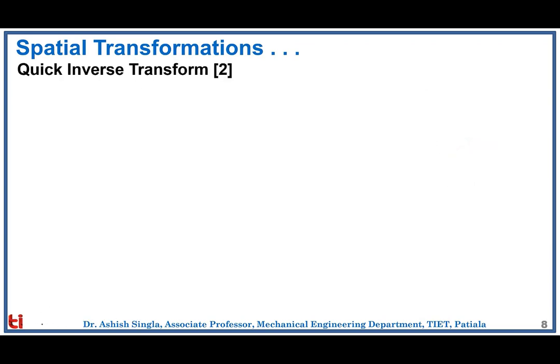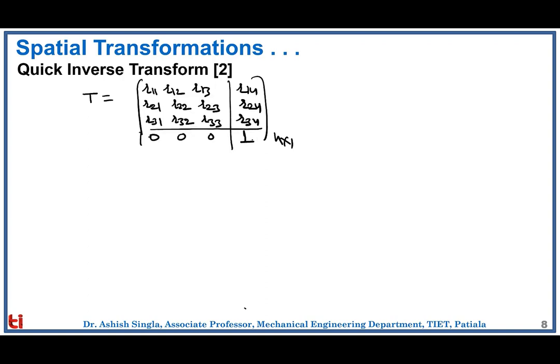Now let's calculate this inverse in an alternate way, which is called a quick inverse transform. Let's assume that the transformation T is given to us, written as a 4 by 4 matrix having these four components. Now we can write this transformation matrix as two decoupled matrices, where the first matrix represents the translational part and the second matrix represents the rotational part. We have to be careful that on any vector to which it is applied, the first rotation matrix will be applied, followed by the translation. That is the crux of a homogeneous transform: rotation followed by translation.